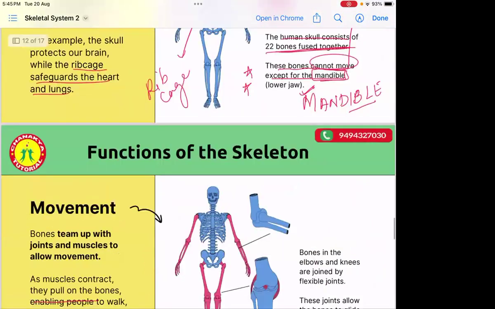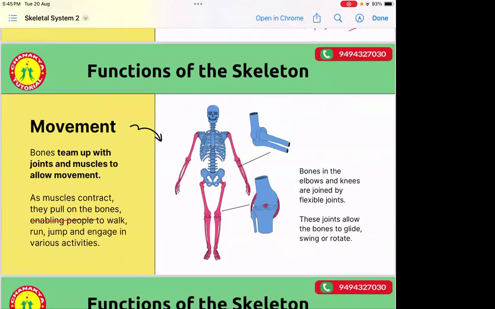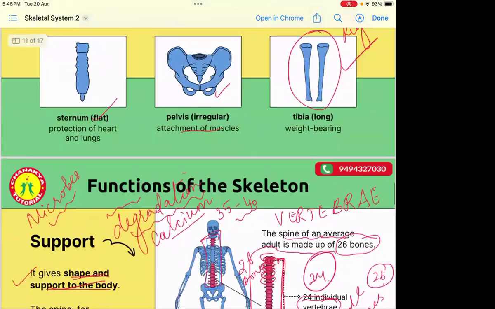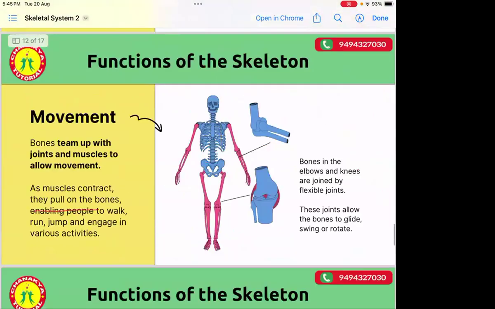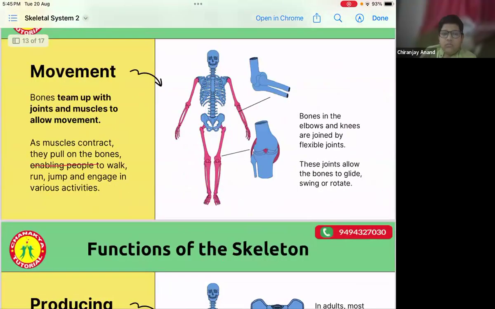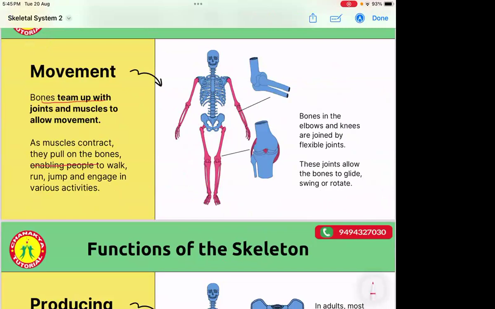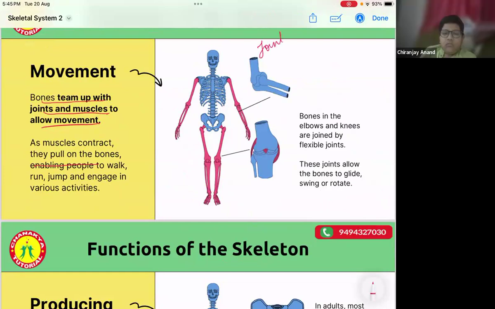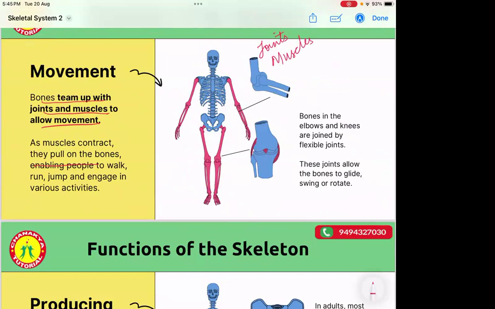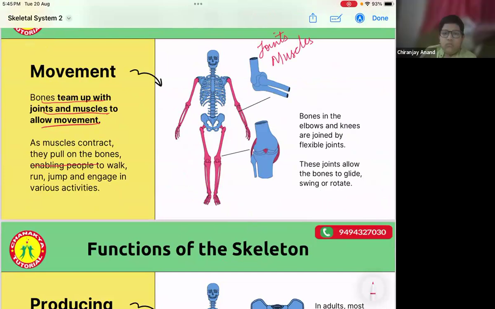Then the next one, movement. So the first one was support. The second one was protection. Now the next one is movement. The bones team up with joints and muscles to allow movement. So these bones will have joints and muscles, because of which movement will be allowed. We will be able to move.